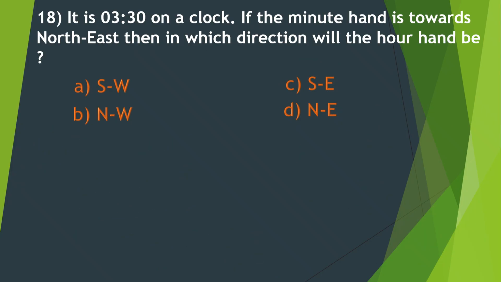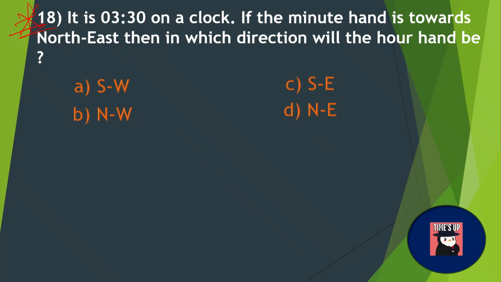Next type of question on your screen and your time starts now. Try to solve it. This is very important. This type of question is usually seen. It is 3:30 on a clock. If the minute hand is towards the northeast, then in which direction will the hour hand be? To solve this question, you need to know the direction and distance topic very well, and we have already covered it. Correct? So try to solve it.